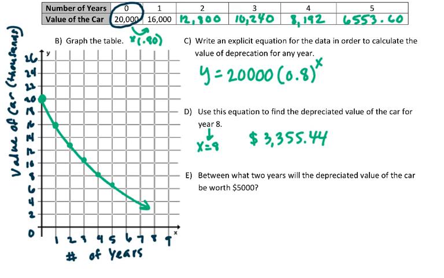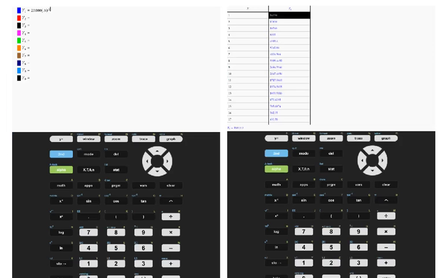All right, so that's going to be, put a dollar sign, and we're going to say $3,355.44. And now we'll answer the next question, which is, between what 2 years will the car be worth $5,000? Okay, so just make sure you pick, it's easy to pick one number right and then go the wrong way, so to speak. So especially when it's going down.